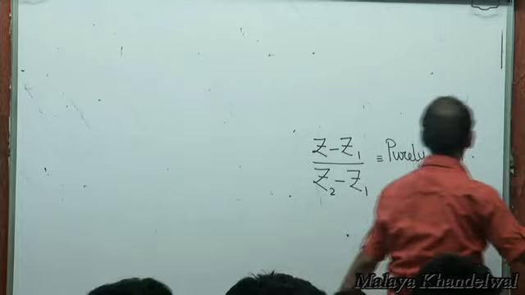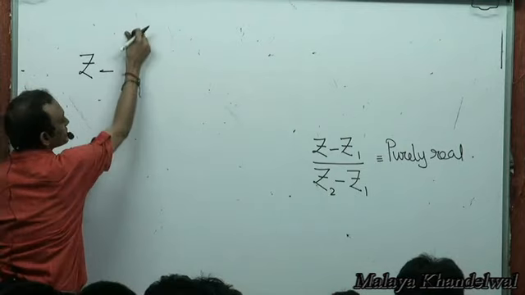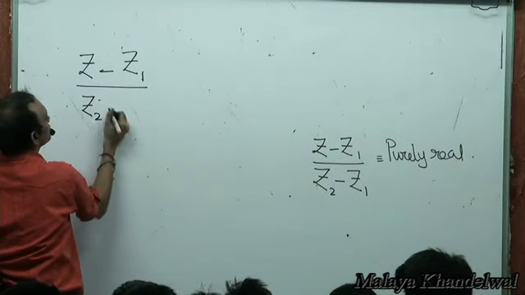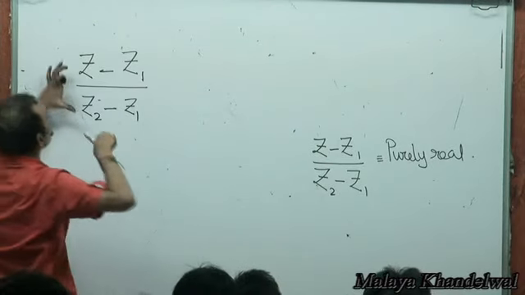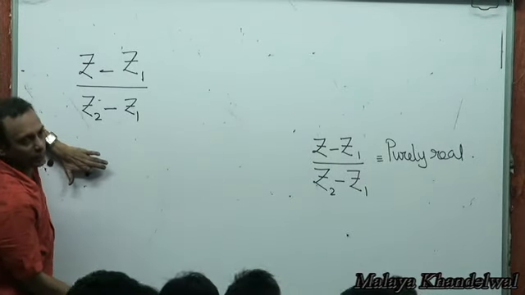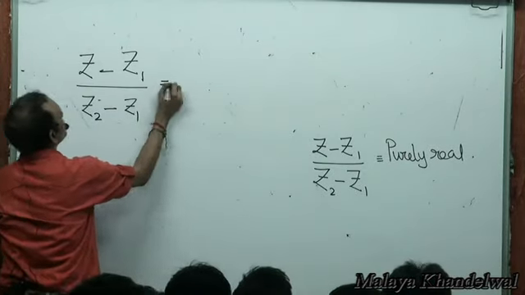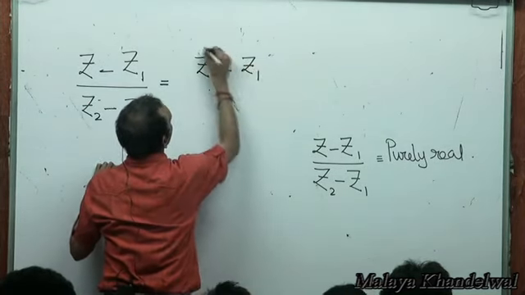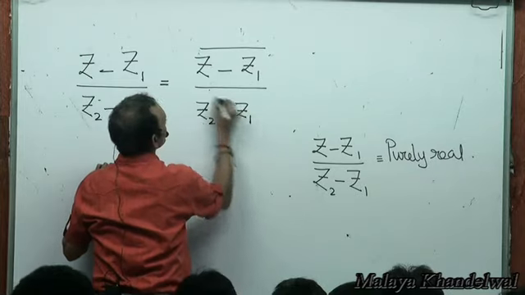So now some algebra here. If this is purely real, that means (z minus z1) divided by (z2 minus z1) must be equal to its conjugate. Conjugate means bar of this whole ratio, that means bar of the numerator divided by bar of the denominator, right? Bar of the ratio would be ratio of the bars. So this would be equal to its bar, which is (z minus z1) bar divided by (z2 minus z1) bar. Yes or no?